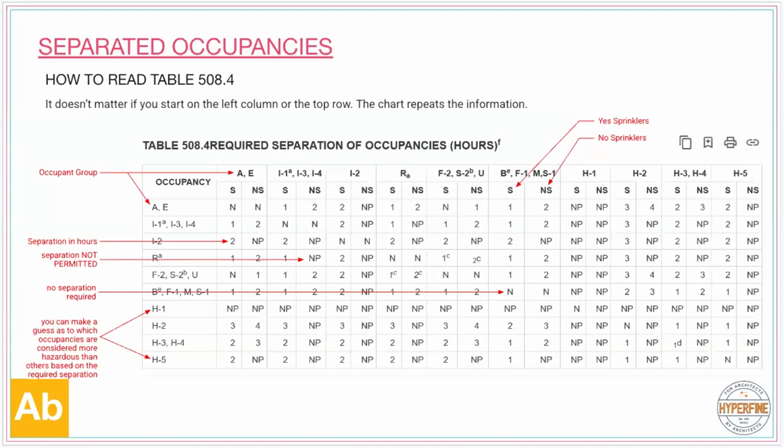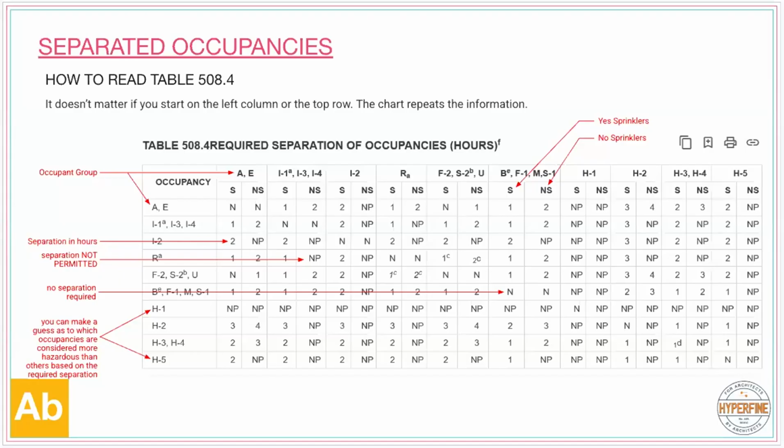An NP means not permitted, so you cannot have these occupancies together. So you can't have an institutional next to an R, which means you can't have, like, a jail mixed-use building with apartments. An N means no separation required. A lot of times that is groups that are sort of matched with themselves in the table, but there are some other occupancies that don't need separation required.